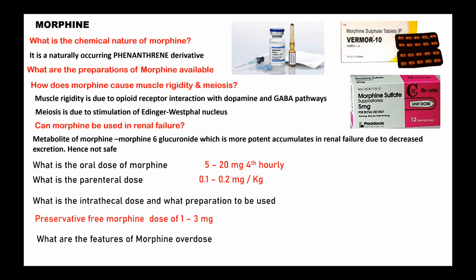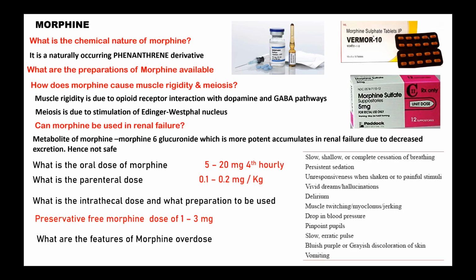What are the features of morphine overdose? Rhinorrhea, lacrimation. Respiratory depression. That is the first thing I have to say. Respiratory rate will become so low, 6 to 8 breaths per minute, shallow or complete cessation of breathing, persistent sedation, unresponsiveness when given painful stimuli, vivid dreams or hallucination, delirium, muscle twitching, drop in blood pressure, pinpoint pupils, slow erratic pulse, bluish, purple or grayish discoloration of skin, vomiting. These are all the features.